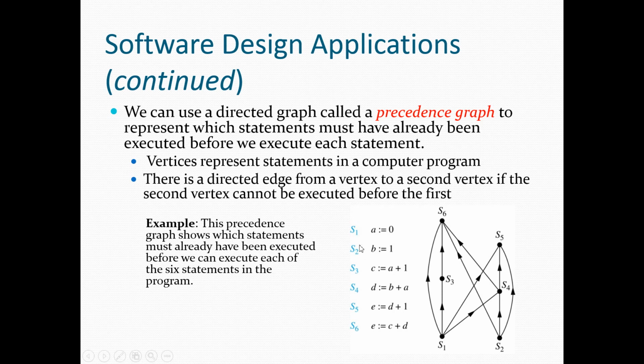So, for example, S1 represents A is equal to 0, S2 represents B is equal to 1, and S3 represents C is equal to A plus 1. So, before executing S3, it is a must to execute S1. So you can see S1 is connected to S3 by an edge, right? Similarly, S1 is connected to S5 because S5 is E is equal to D plus, and what is D? D is equal to B plus A. So if we don't have the value of A, we cannot execute S5. So that is how these statements are connected.